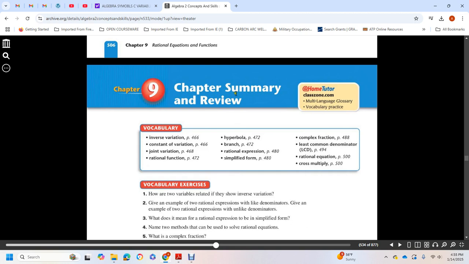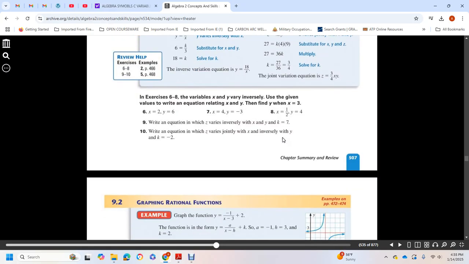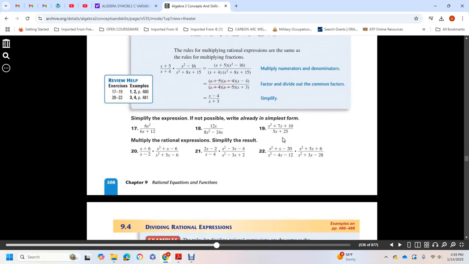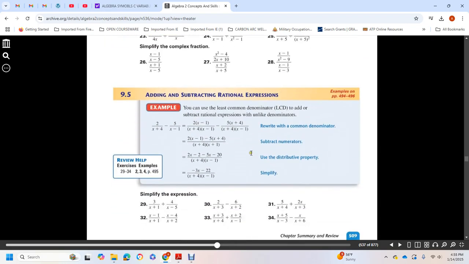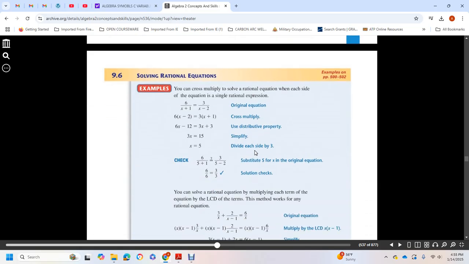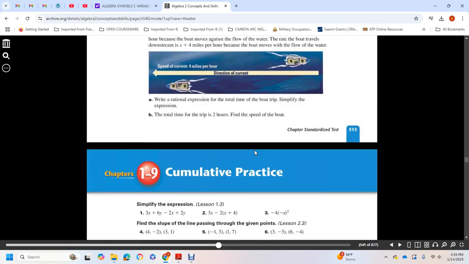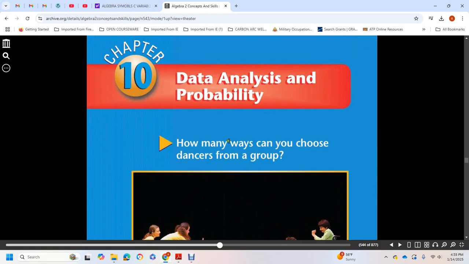Chapter 9 Summary Review. Vocabulary: inverse variation, constant of variation, joint variation, rational function, hyperbola, branch, rational expression, simplified form, complex fraction, least common denominator, rational equation, cross multiplying. 9.1 was inverse and joint variation. 9.2 was graphing rational functions. 9.3 was simplifying and multiplying rational expressions. 9.4 was dividing rational expressions. 9.5 was adding and subtracting rational expressions, and 9.6 was solving rational equations. Next is Chapter 10, data analysis and probability.